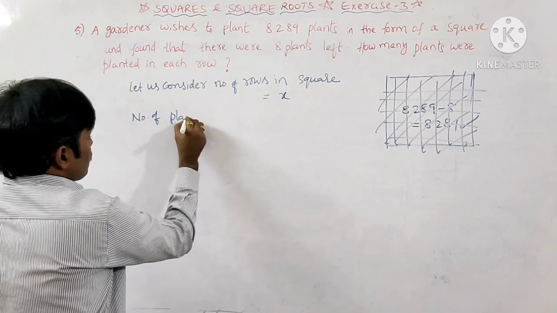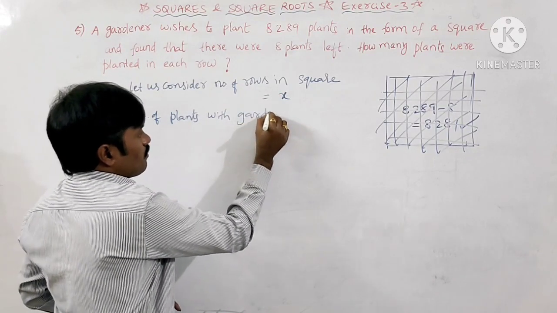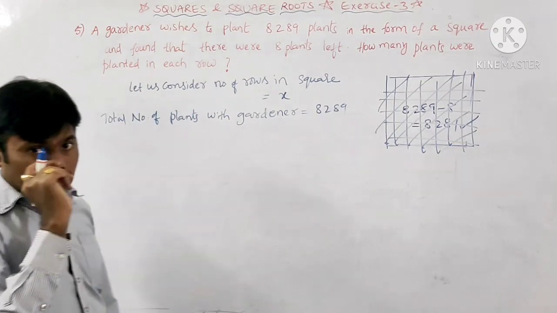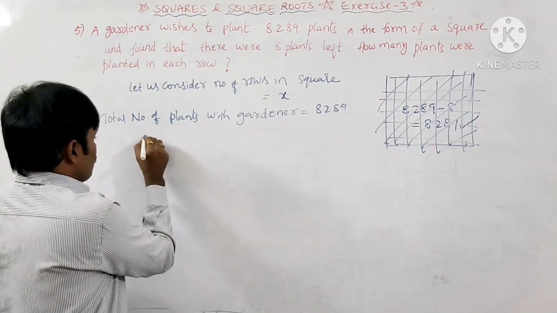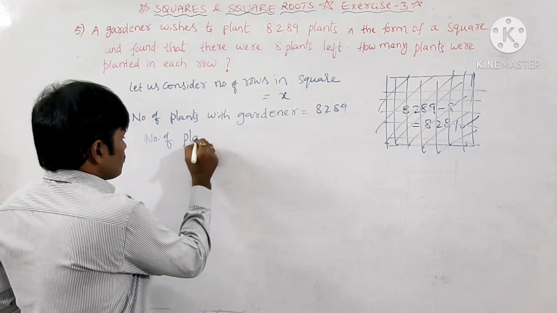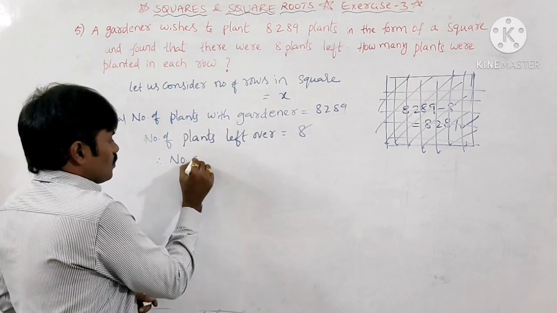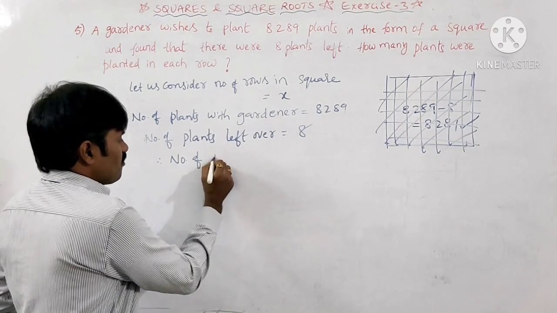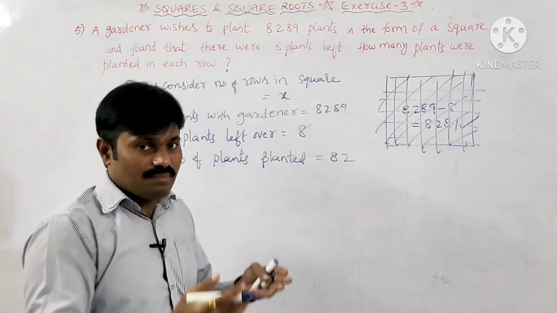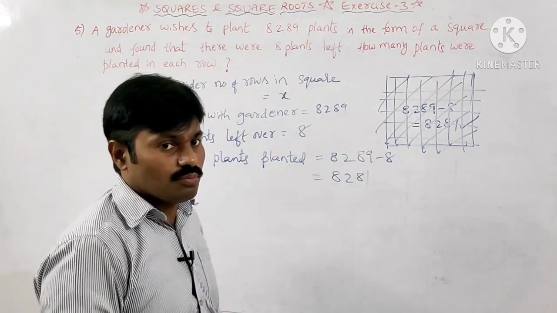Actually, the total number of plants with the gardener, how many are there? Yes, those are 8,289. But in this process, he found that 8 plants were left over. So the total number of plants planted in this square: we have to subtract 8 from 8,289, is it? So how many plants were planted? 8,281 plants are used to plant. How many plants? 8,281.